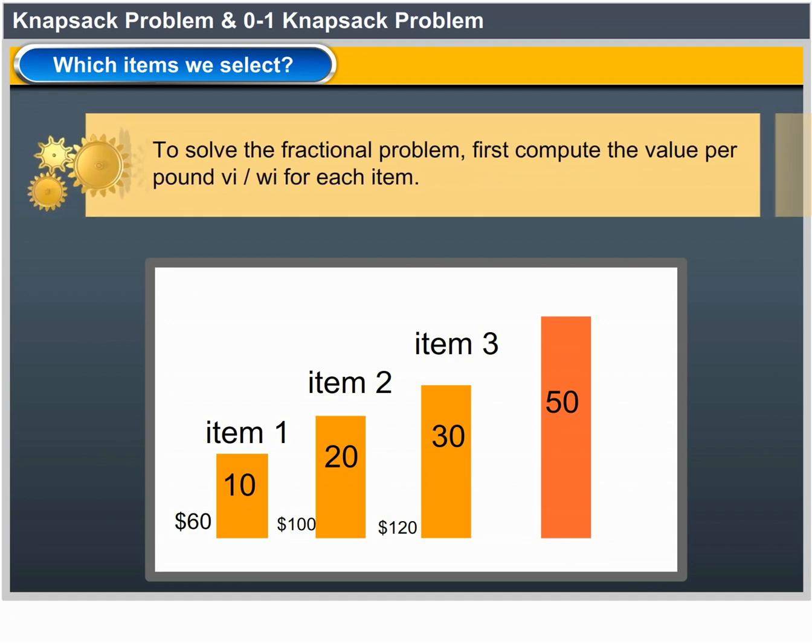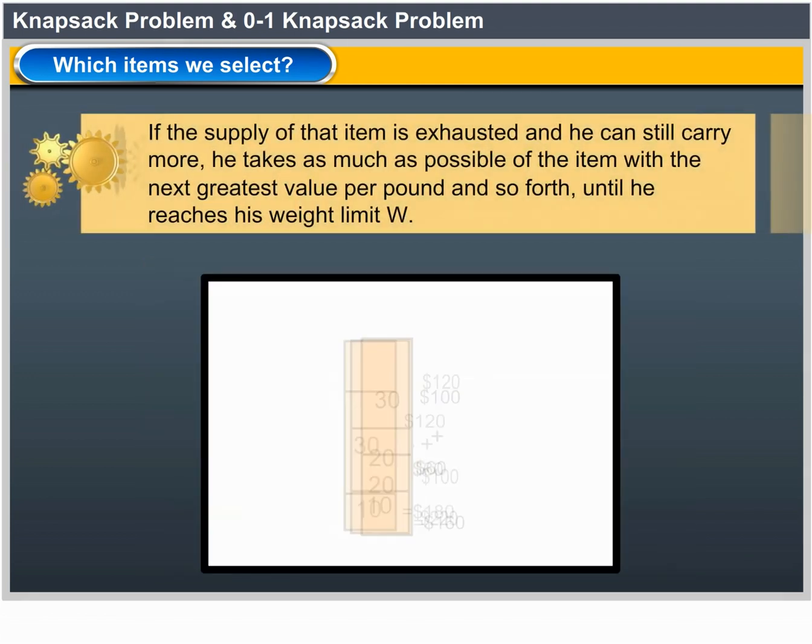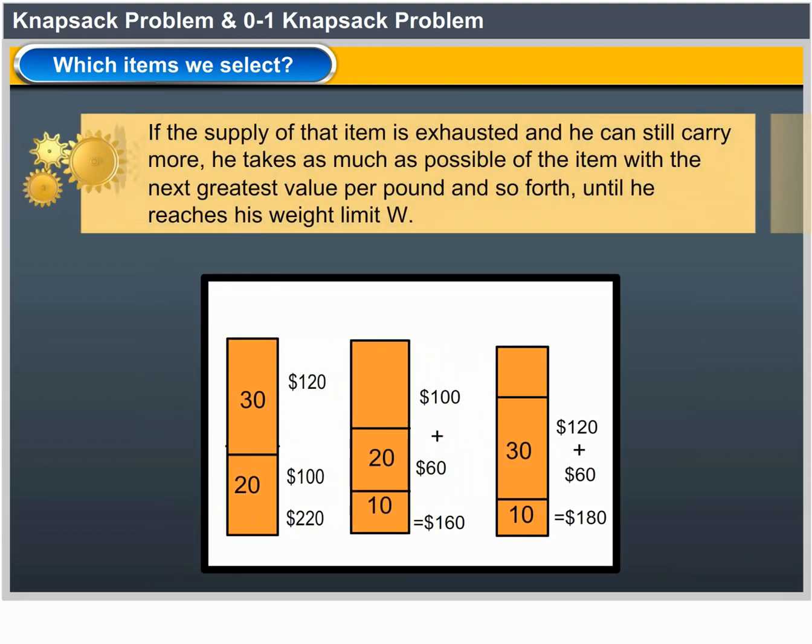first compute the value per pound, vi by wi, for each item. Obeying a greedy strategy, the thief begins by taking as much as possible of the item with the greatest value per pound. If the supply of that item is exhausted and he can still carry more, he takes as much as possible of the item with the next greatest value per pound, and so forth, until he reaches his weight limit W.